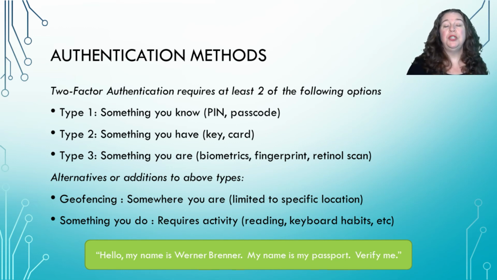The other is something you do. This concept's been around for a while, but it essentially requires an activity that you have to do. This could be having you read something, so it measures your voice inflection. It could be the way that it asks you to type something in. If you are a pianist and you use a keyboard to make music, you could have it type in a specific song, and it can analyze how your keystrokes compare with your defined keystrokes.